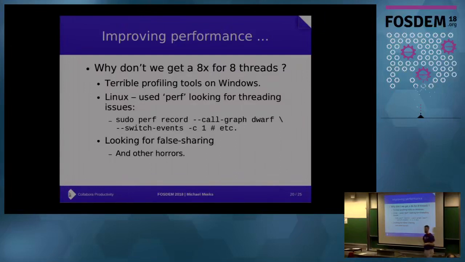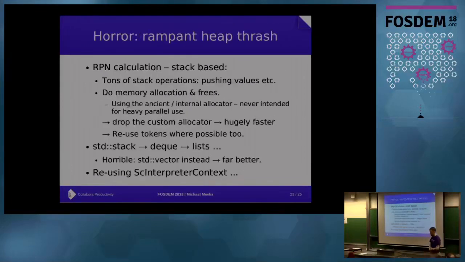And looking for things like false sharing, where you've tried to separate your memory, but because your allocator is smart, it shoves all the same size things in the same place next to each other, and they all end up in the same cache line, and then this bounces between all your cores. So we tried looking at a lot of these things, and with not a vast amount of success, but here were some of the horrors we found.